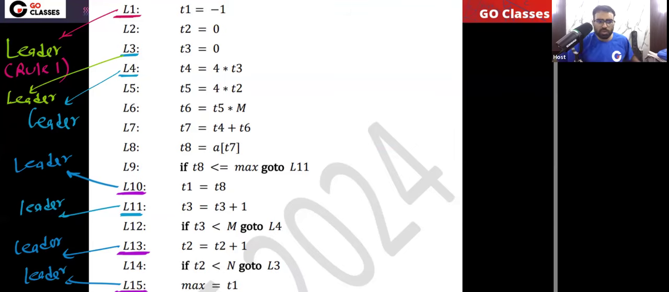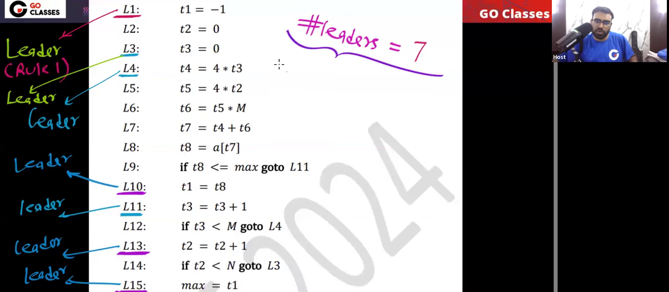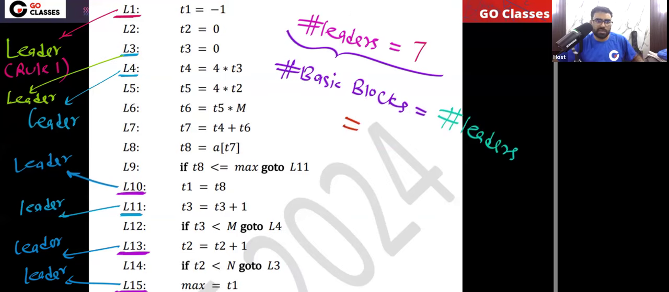Is this clear? So tell me, in total how many leaders are there? We have applied rule number 1, rule number 2, rule number 3. So tell me, in total how many leaders are there? The number of leaders you can count: 1, 2, 3, 4, 5, 6, 7. So in total we have 7 leaders. And remember, the number of basic blocks is equal to the number of leaders. So the number of basic blocks will be 7.